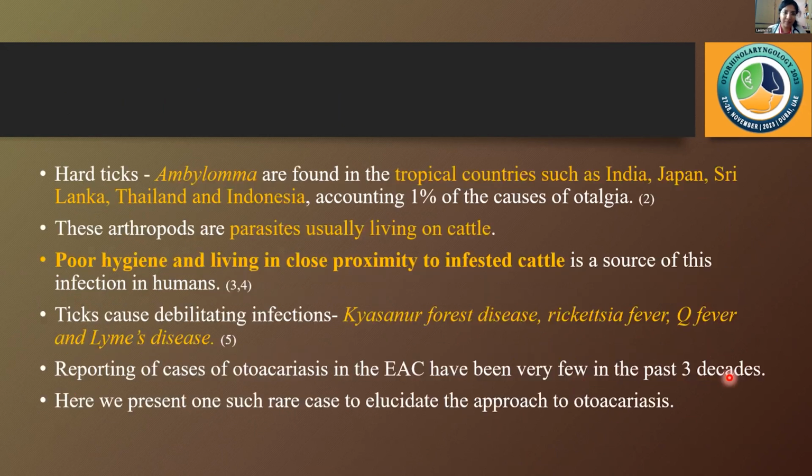So hard ticks, Amblyomma, are found in tropical countries such as ours in India, Japan, Sri Lanka, Thailand, and Indonesia. They account for about 1% of the causes of otoacariasis in the population of all these countries, which is quite a lot of people. These are arthropods, and they're usually parasites which live on cattle. So how do they come to lie inside the ear of a human being?